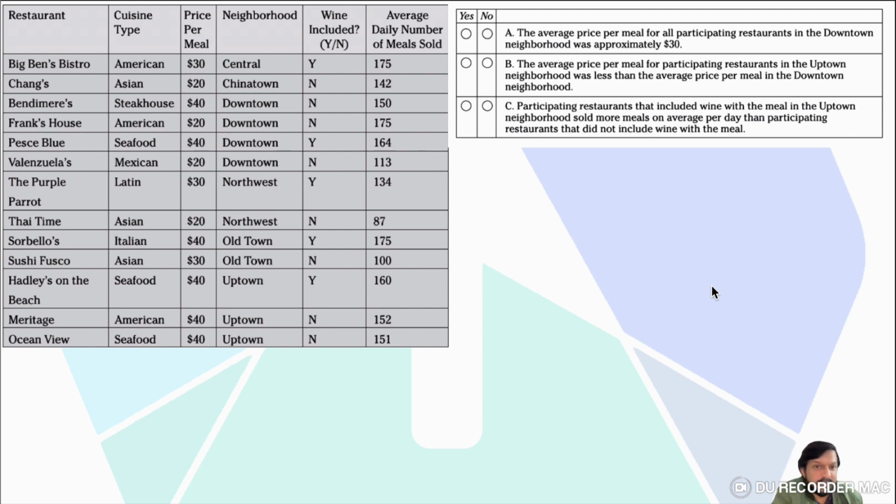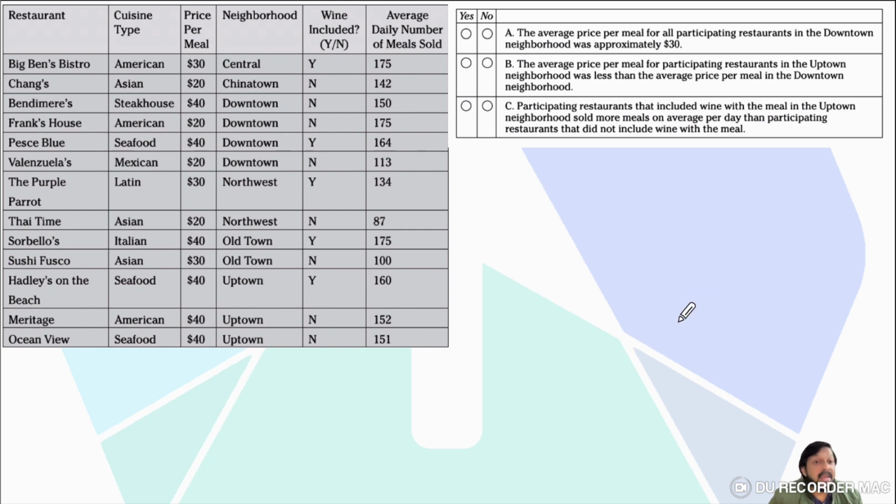Now let's look at the first question. It says the average price per meal for all participating restaurants in the downtown neighborhood was approximately $30. Now here, after reading the question, take a 30 seconds gap to think and strategize as to what they are asking. The average price per meal for all the participating restaurants in the downtown. That means we are talking about these Bendy Mats, Frank's House, Pesky Blue and Venezuela's, all the downtown restaurants and all the meals together.